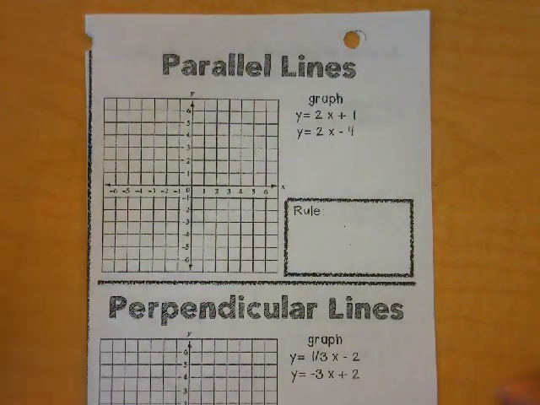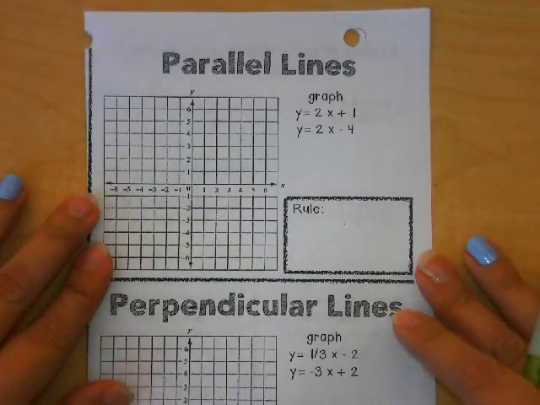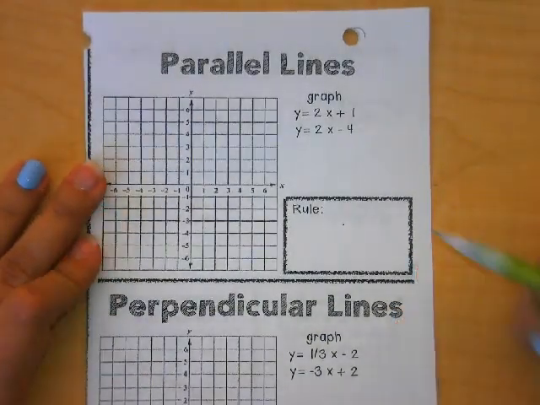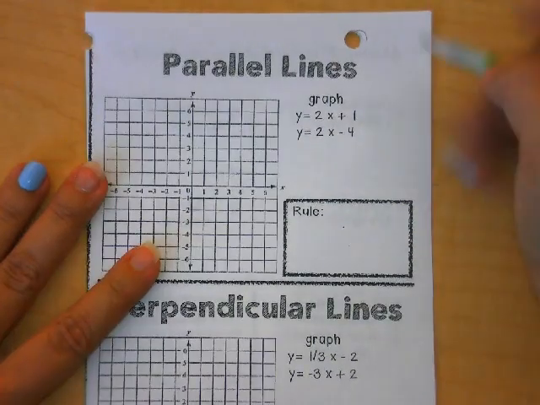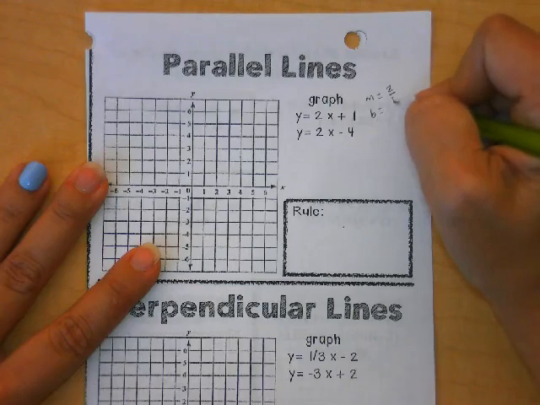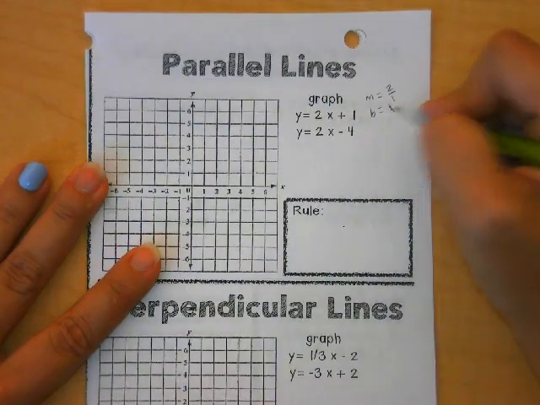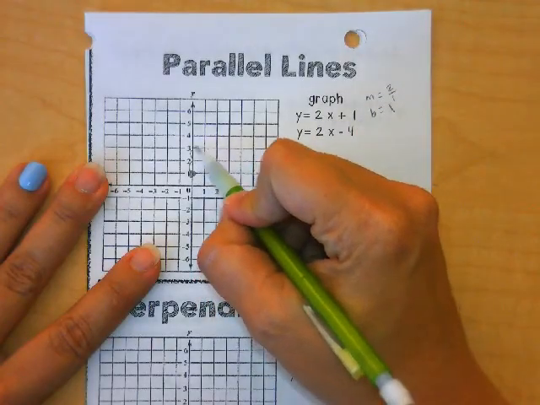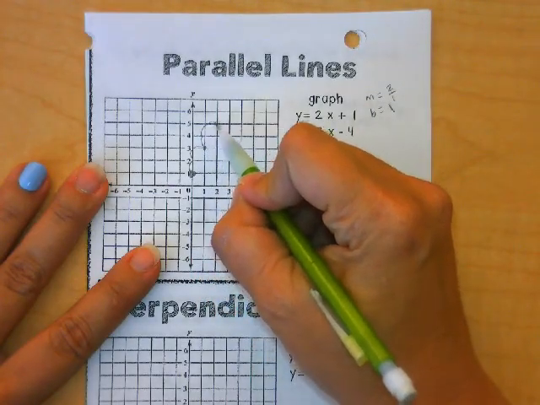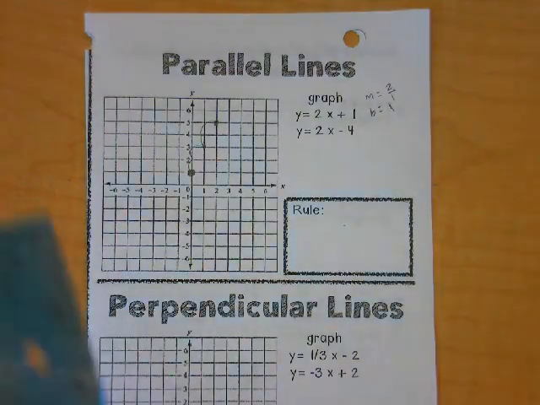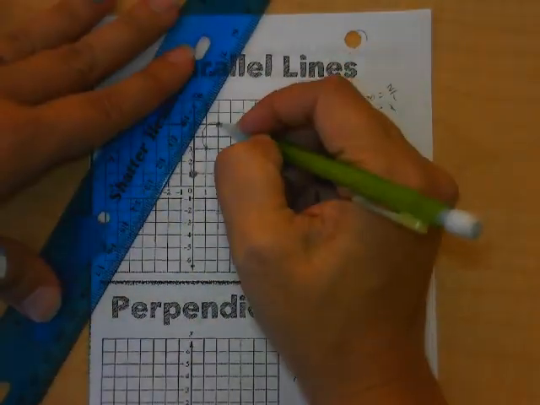Today we're going to look at comparing parallel and perpendicular lines with multiple types of equations. So just to review here on the front, we're going to graph. On this first equation, my m is 2, or 2 over 1, and my b is 1. Start at the y-intercept, count rise 2, run 1. Draw your line, because as far as we know, this is continuous.